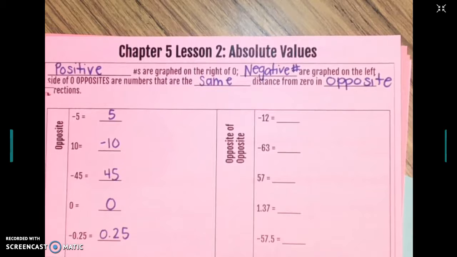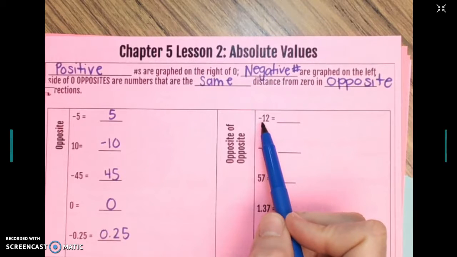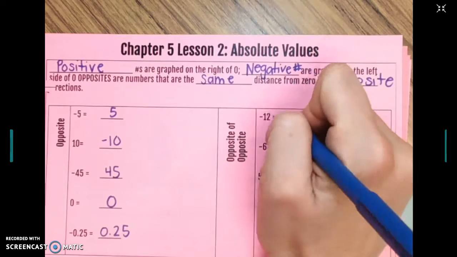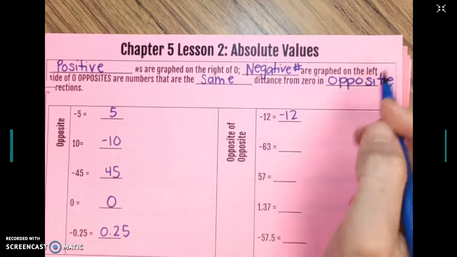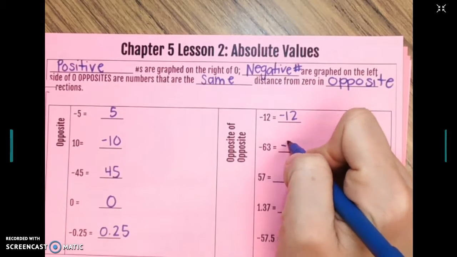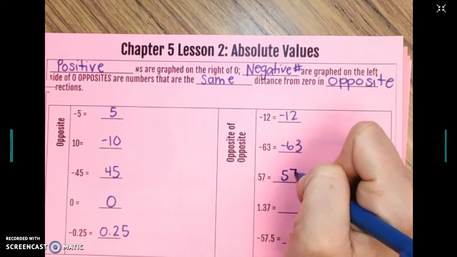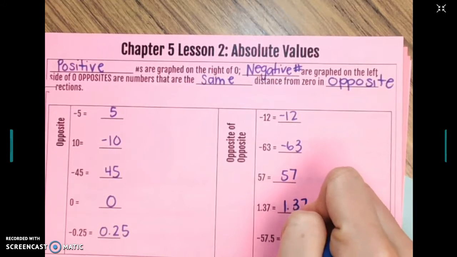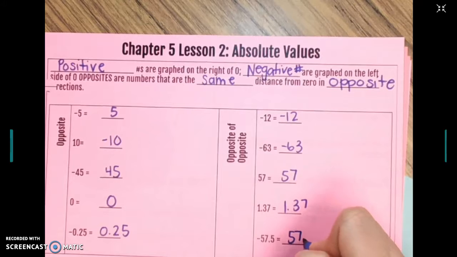Over here, the opposite of the opposite. So the opposite of negative 12 is 12, and the opposite of that is negative 12. So basically, the opposite of the opposite is the exact same thing as it's asking you. So you just write the same thing. No matter if it's a whole number or a decimal, it's going to be the same.